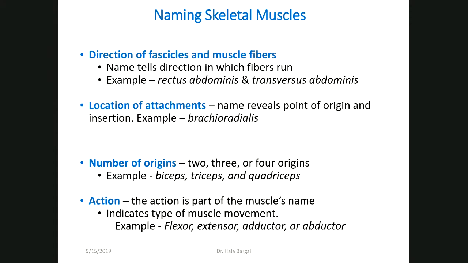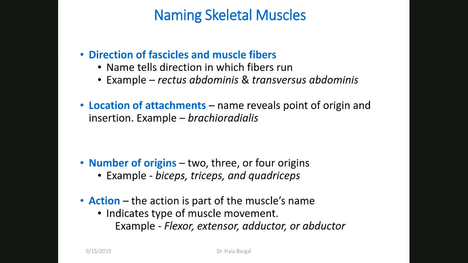The external oblique, the fibers are located externally and run downwards and medially. Internal oblique, it is located internally and the fibers are oblique in direction, downward and lateral. According to attachment, brachioradialis means that this muscle starts in the brachium and in the radius.